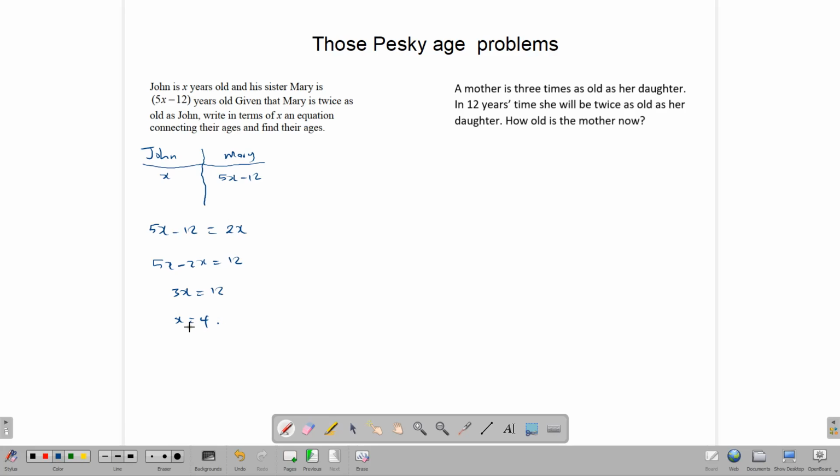Now if x is 4, which means that John is 4, then what is Mary's age? Mary is twice his age, which means that Mary is 2 times 4, which is 8. But if you want to use the expression that was given for her age, then 5 times x minus 12 would mean 5 times 4 minus 12, which is 20 minus 12, which is 8.